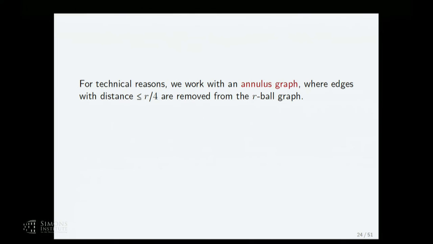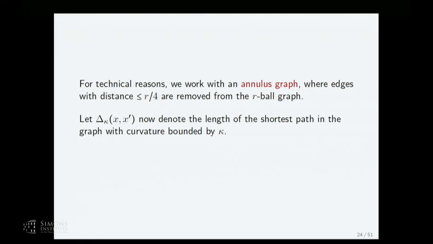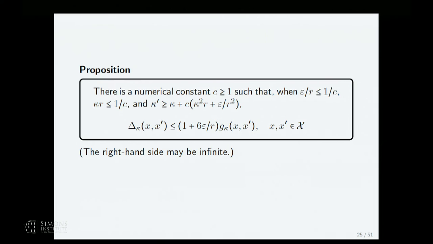Okay, and now that we define the notion of curvature for polygonal lines, we can talk about the length of the shortest paths in the graph with curvature bounded by kappa, and that's what we do. So now there's an upper bound and a lower bound. The upper bound on the graph distance is essentially the same as before. This was a 4 here as opposed to a 6, but that's the only difference. There's also a constraint on epsilon over r. Epsilon again quantifies how dense the sample is on the surface, and R is the radius of connectivity. So epsilon over r has to be small.